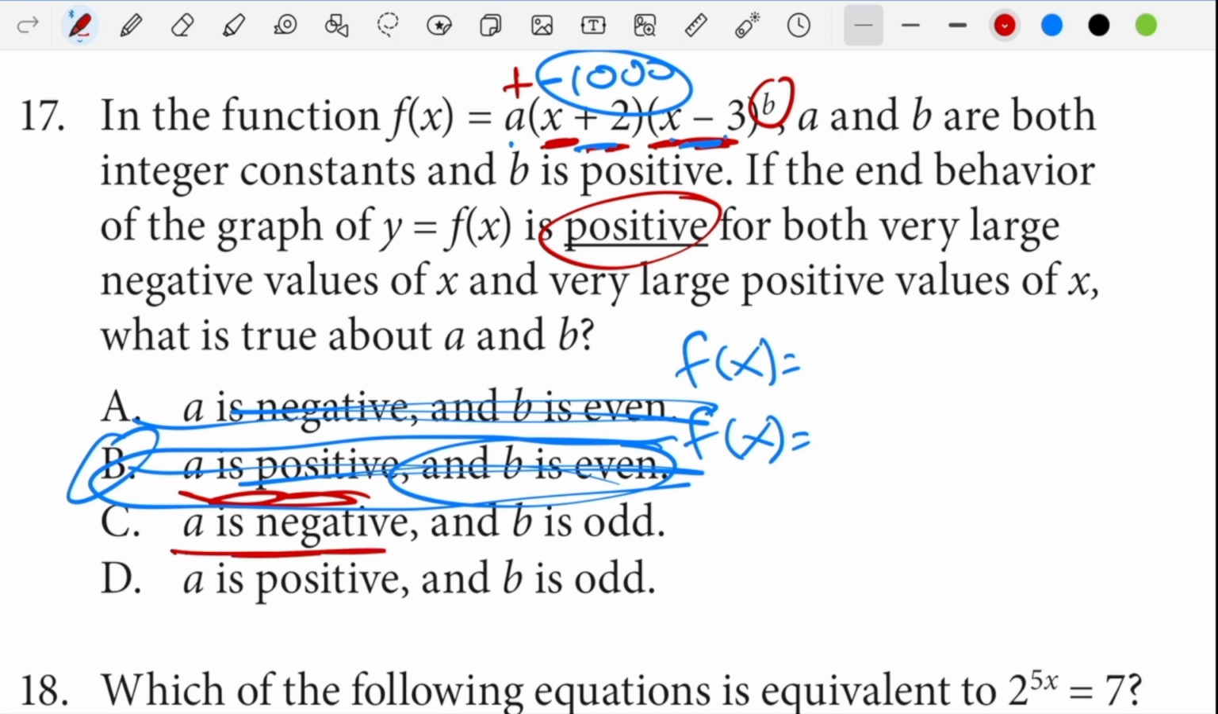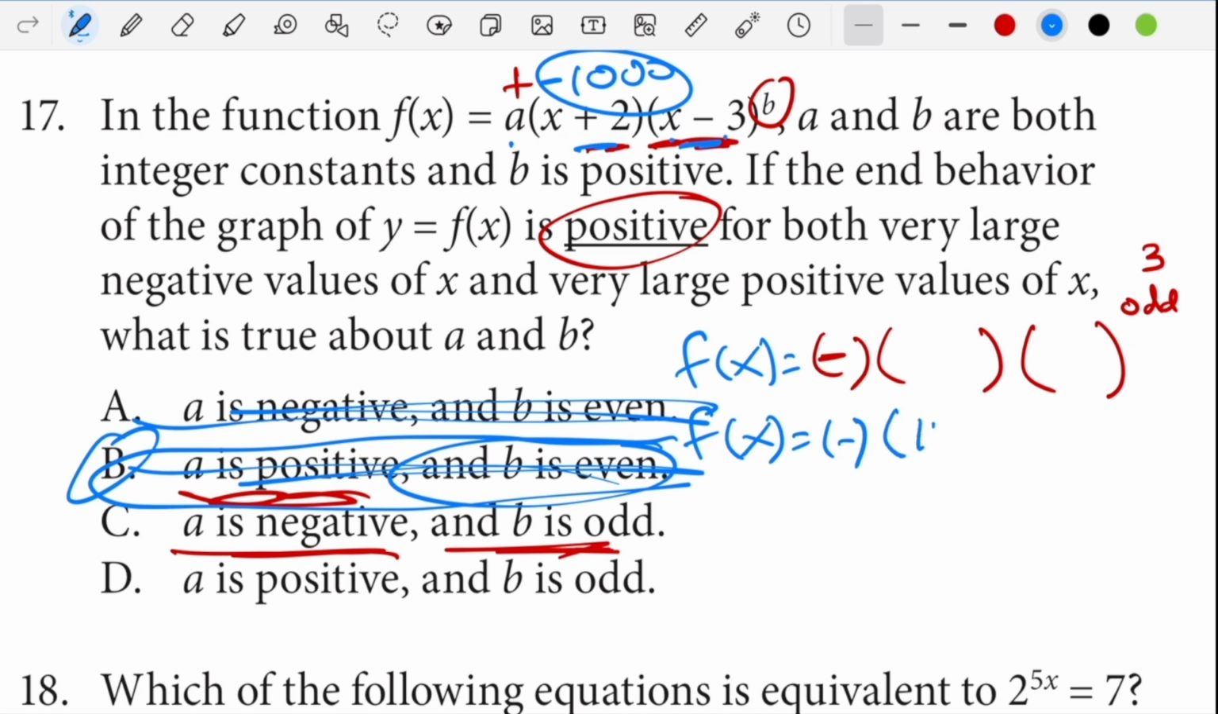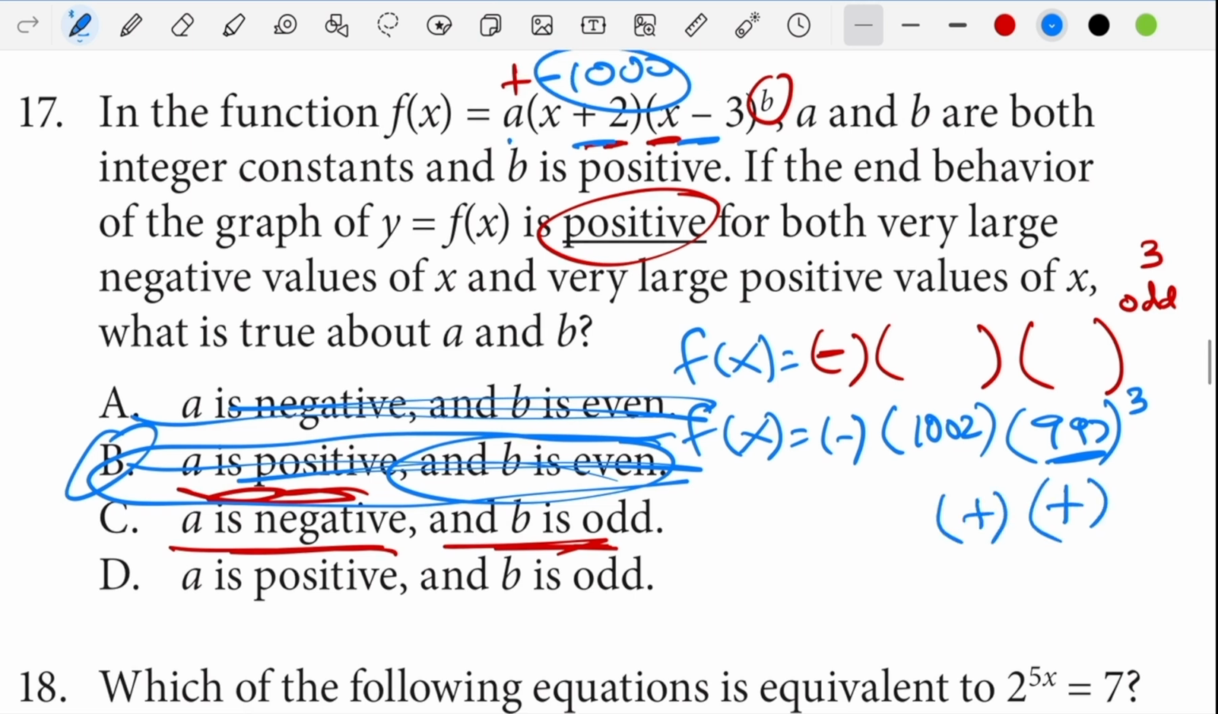So let's pretend that A is negative. So there's going to be a negative in the front. Okay, we have a parenthesis, and B is going to be odd. Let's go with 3, for example. So we're doing the C, right? Let's pretend that we're going to use 1,000. So we have a negative here, and 1,000 plus 2 is going to give me 1,002, and 1,000 minus 3 is going to give me 997. This to an odd number is still going to be a positive value, and this is a positive value, but in the front it is a negative. Negative times positive is negative, and negative times positive gives me a negative. I just tried out this first part.